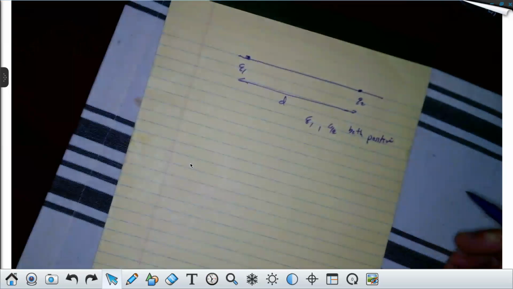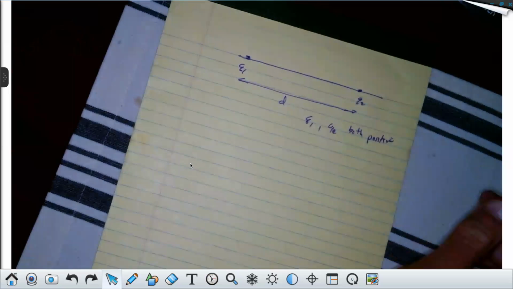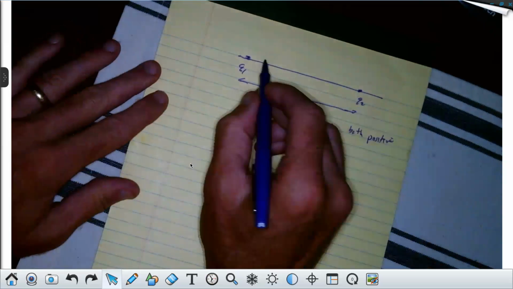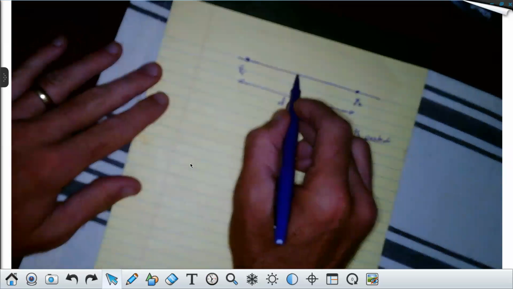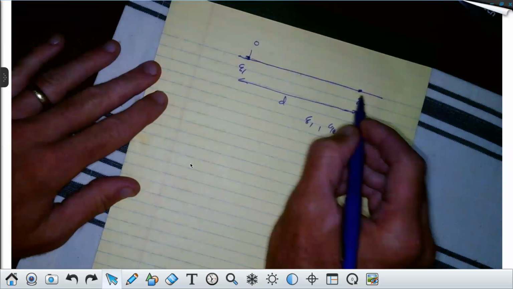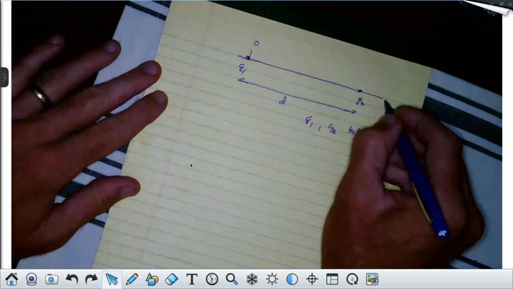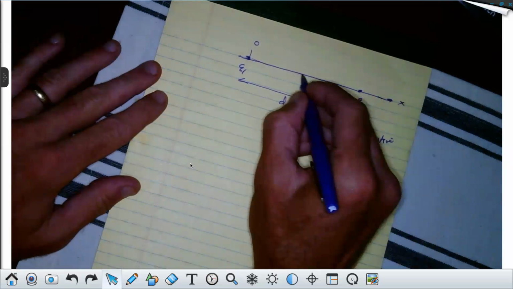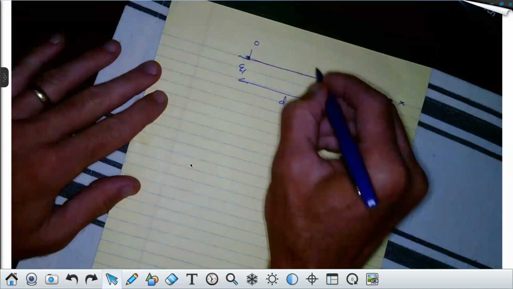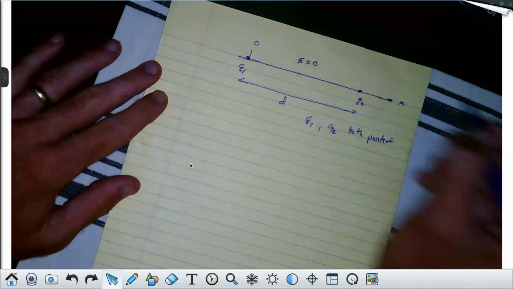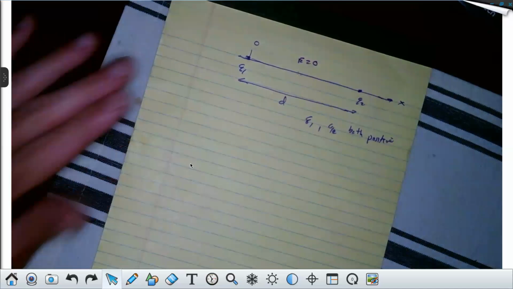This is a typical kind of problem. I separate them by a distance d. And I want to know where on this line, and you can say this is 0 if you'd like, that's a 0 point, where on this line, and call this the x-axis, is the E field 0? So where is the E field equal to 0? How do you do that problem? It's a simple problem, but how do you do it?